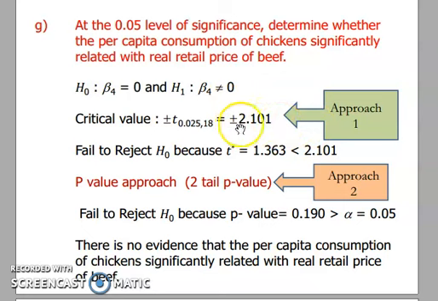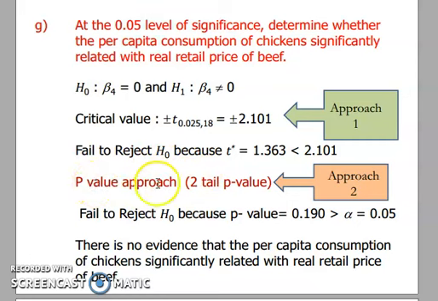So for the first approach, you can use the critical value, two-tailed test, alpha divided by 2, 5% divided by 2, 0.025. Degrees of freedom 18 is going to be plus minus 2.101. So since the test statistic 1.363 is less than 2.101, it falls in the acceptance region, so we fail to reject H null.